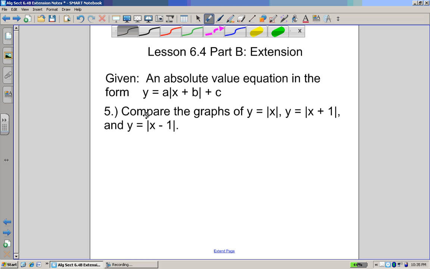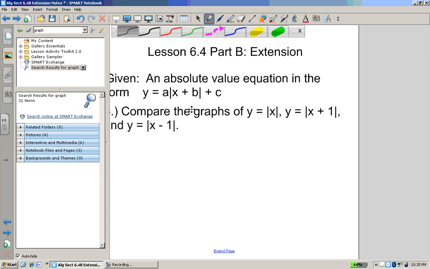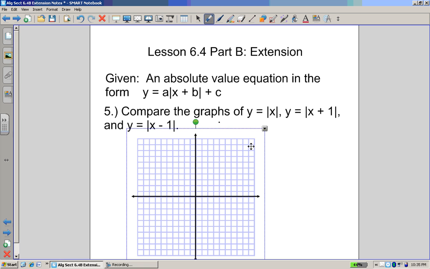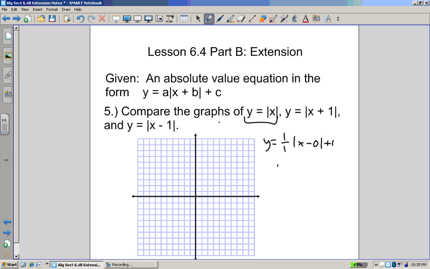And number 5, compare the graphs. Let's actually get out a graph. Okay, now, again, several things here. Number 1, let me rewrite this in the following way. y equals 1 over 1 times the absolute value of x minus 0 plus 0. Well, where in the world am I getting the 1 over 1? I'm just putting that in there so I could see a number here. Where am I getting the minus 0? Again, just putting something there so I can see a number. Where am I getting the plus 0 at the end? I'm putting that in so I can see a number.